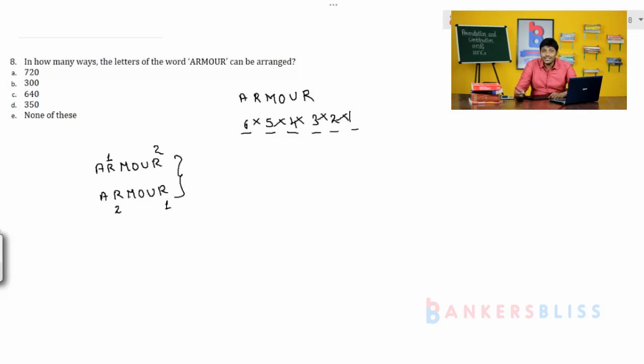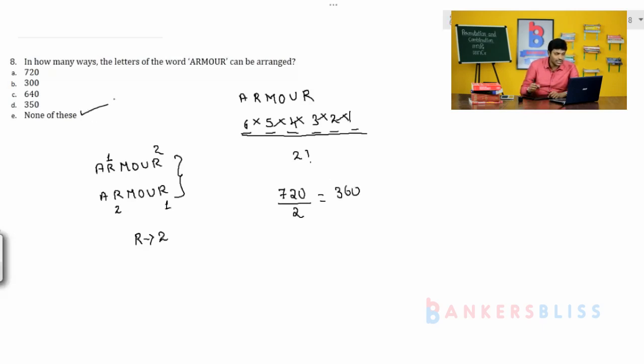Which means you are getting duplication. Even though you have changed the positions of the R's, you are getting duplication. So how many times is R repeated? R is repeated twice, so 2 factorial ways it is going to be repeated. That repetition has to be avoided, and because of that we have to divide by 2 factorial. So 720 by 2 factorial, that is 2, which equals 360. That is option E, none of these.